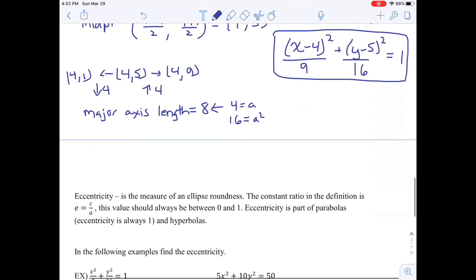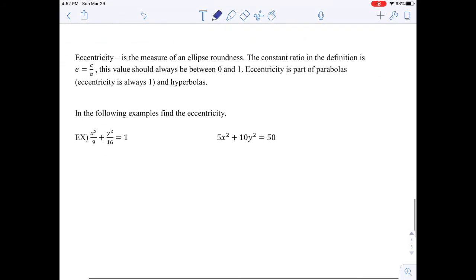Our last part of day 2 is eccentricity. And we talked a little bit about this on day 1 when we were graphing it. Eccentricity is the constant ratio that we have with our shape here, about really how round it is. Eccentricity is marked by the letter e. Again, that's not our usual e that we use. And it's always equal to c over a. This value should always be between 0 and 1.